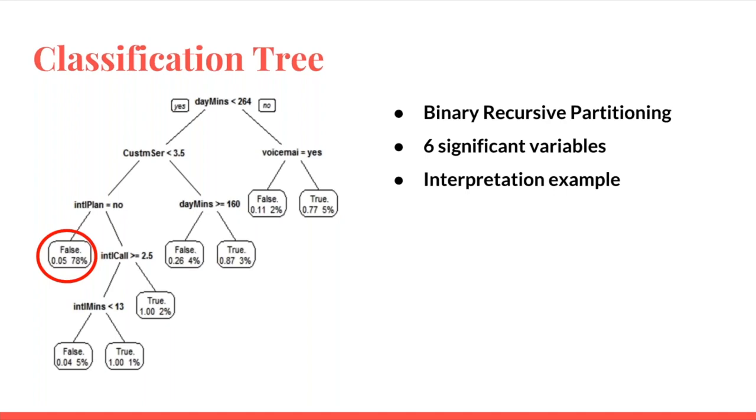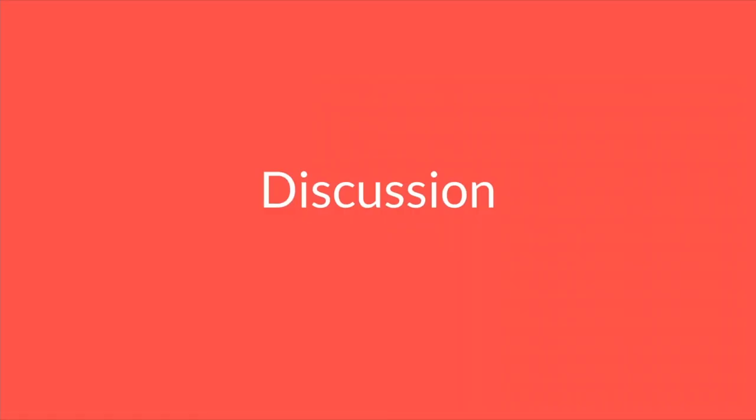And then if the number of customer service calls is less than 3.5, we go to the left again and we see if it has international plan or not. And if it does not have international plan, we go to that red box. And then the false indicates that the model predicts that it's not likely to churn. And then the number 0.05 indicates the probability of churning for this specific group in the leaf. And then 78% means the percentage of observations in this leaf.